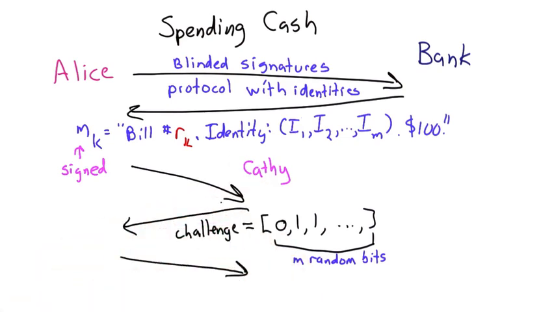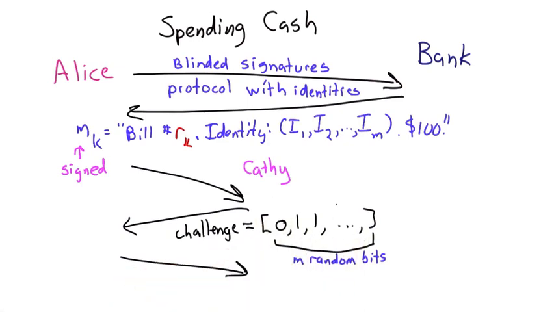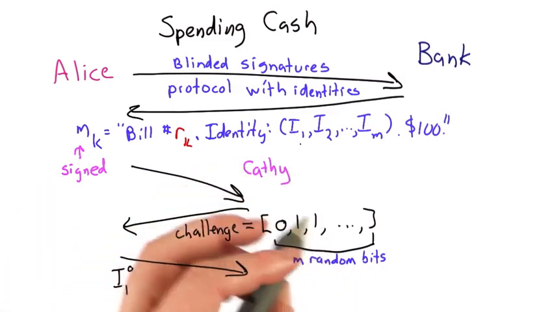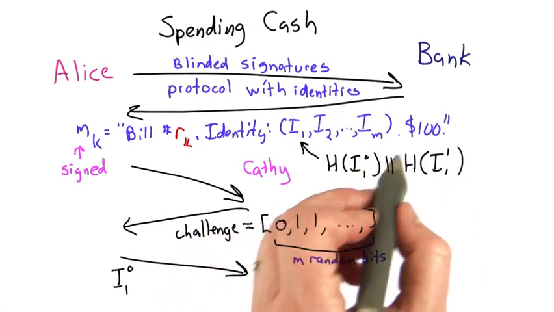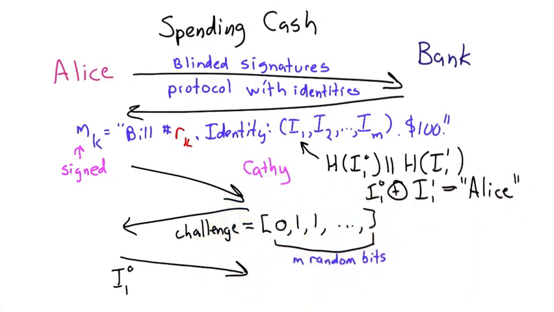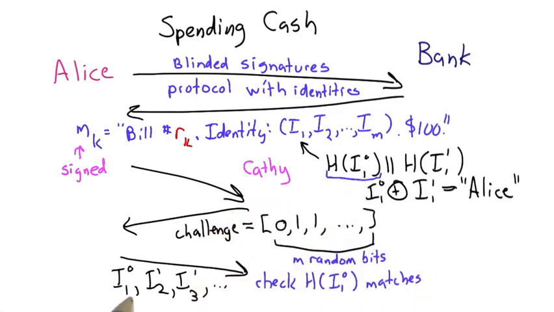So in order for Kathy to accept the bill, what Alice has to do now is for each one of these, validate one part of the hash. So if Kathy's challenge bit was 0, what Alice has to provide is the 0 part of identity 1. And remember that identity 1 is the hash of the 0 part of identity 1 concatenated with the hash of the 1 part, where the property we need is that these two values XOR to Alice. If the challenge is 1, then she'll send the 1 part of the corresponding identity, and so on. So now Kathy can validate these hashes, so she's going to check that this matches the value sent by Alice, and we'll do that for all the identities.